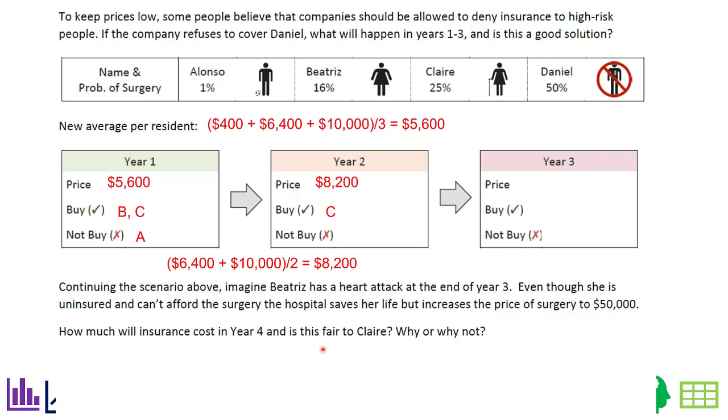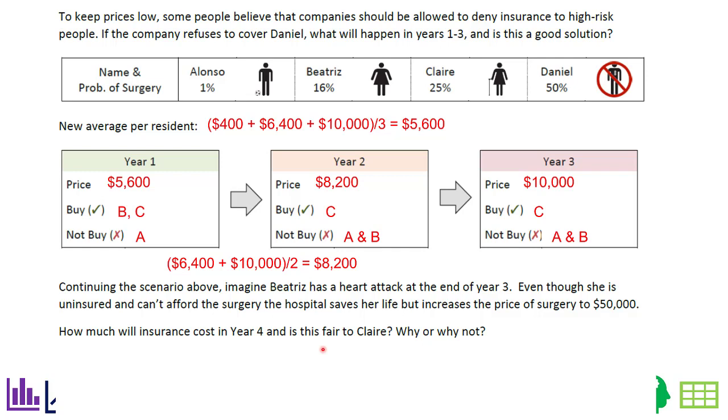So now we're only left with 2 people buying insurance, so we take their expected values and average them. We should charge $8,200. Well, who's going to buy it? Claire is, but not Beatriz, and so that means our value is going to go up again to $10,000, and so the only person buying insurance is Claire, and Alonso and Beatriz are not.